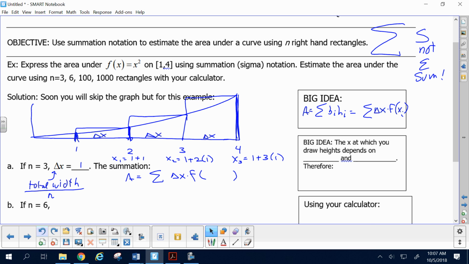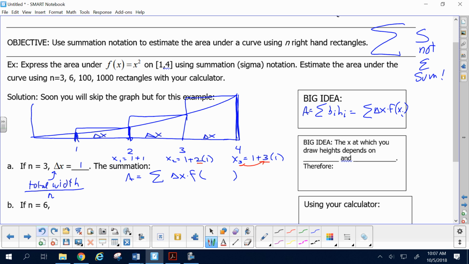The first x was 1 plus 1 once. The second x was 1 plus 1 twice. The third x was 1 plus n, or 1, 3 times. So if you were to write a general trend, isn't there a connection between the x you're at and how many deltas you've gone over?